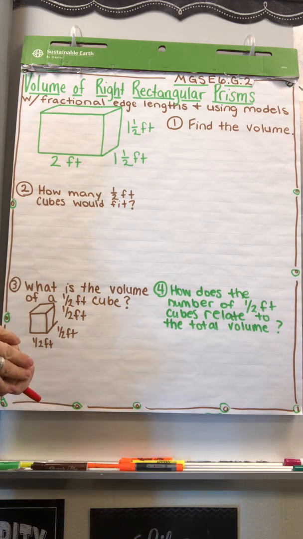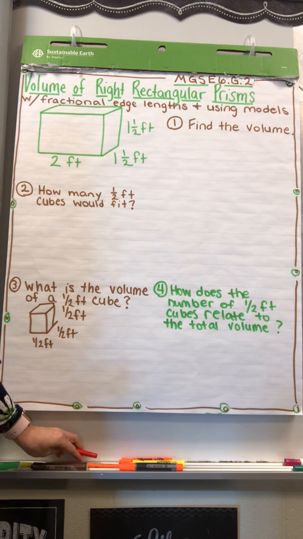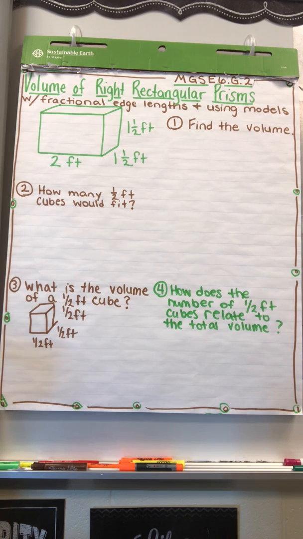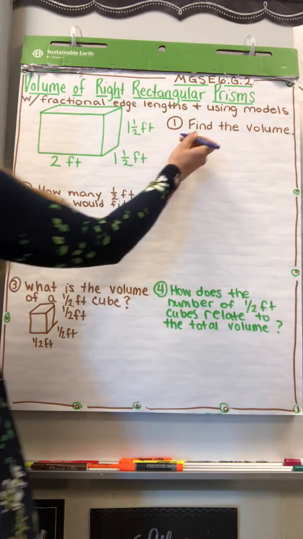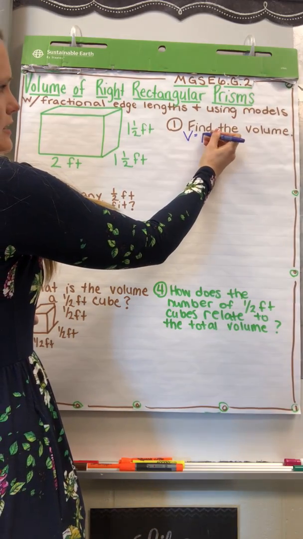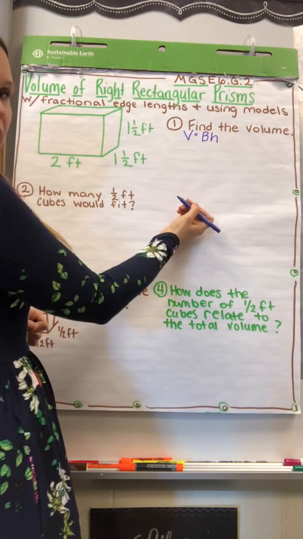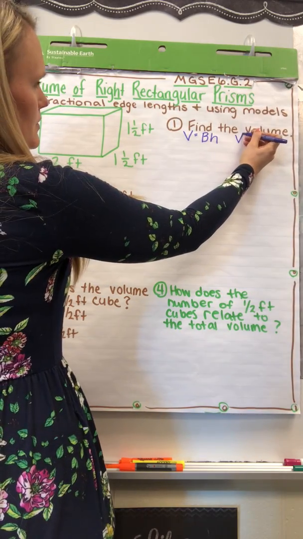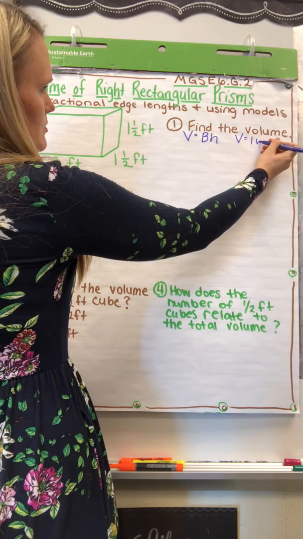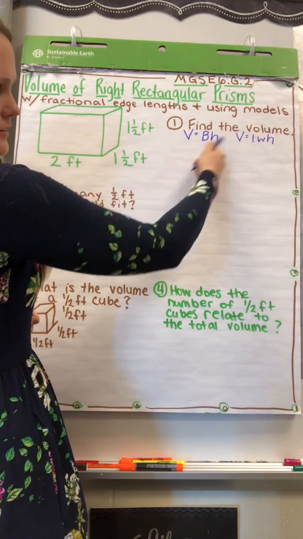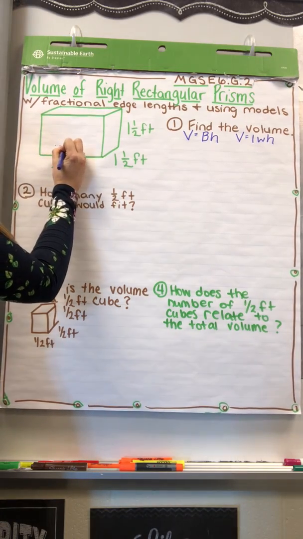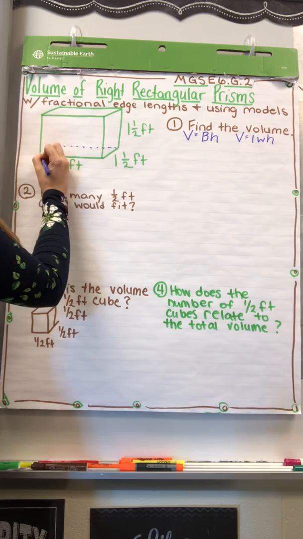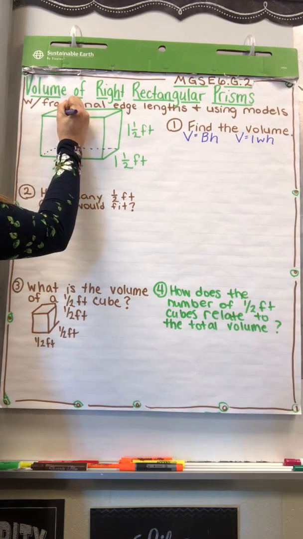Alright, this lesson is over how to find the volume of right rectangular prisms that have fractional edge lengths using models. Okay, number one says find the volume. The way that we find volume is volume equals area of the base times the height. Another way you may see it written is volume equals length times width times height. These are the same thing for rectangular prisms because the way that you would find the area of the base is length times width because it is a rectangle.